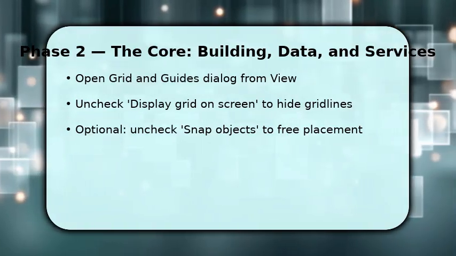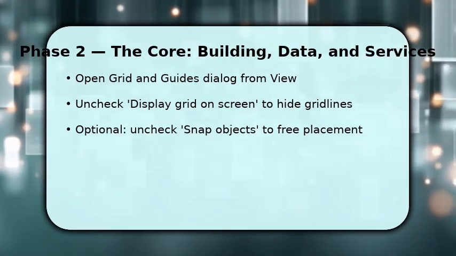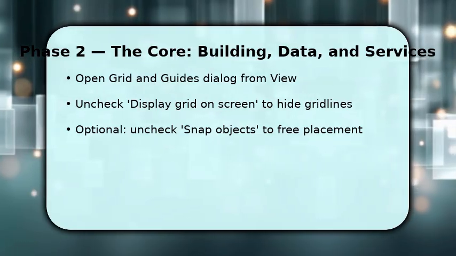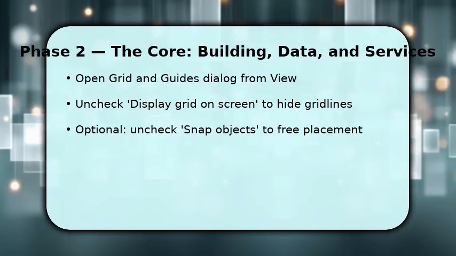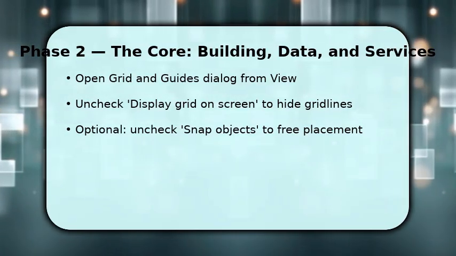If objects are snapping awkwardly, also uncheck Snap Objects to Grid so you can fine-tune placement without jumping. Make sure to apply only to the current presentation unless you want global behavior changed. Use the Apply button when present. Once done, inspect a couple of slides to confirm objects stayed aligned.